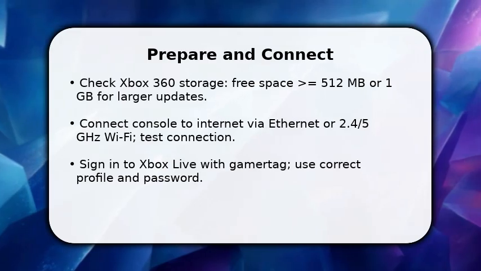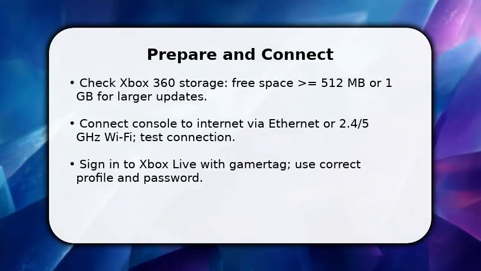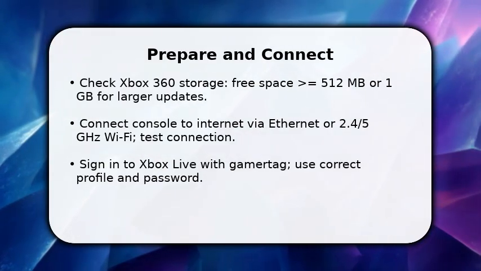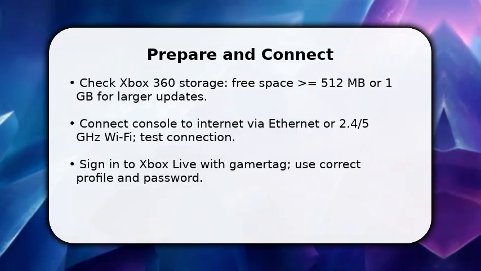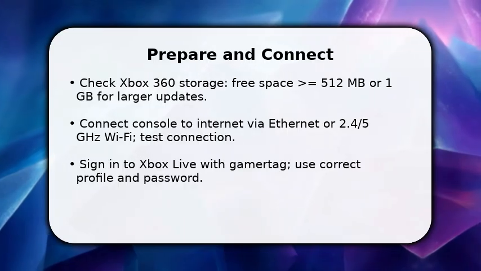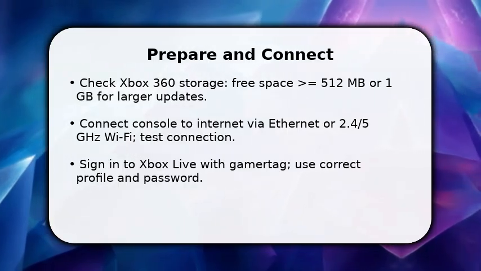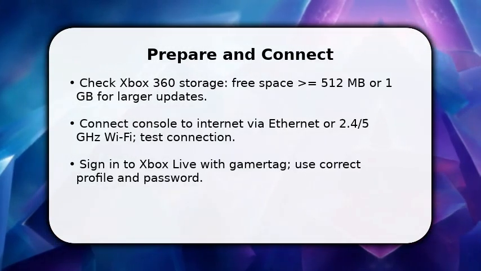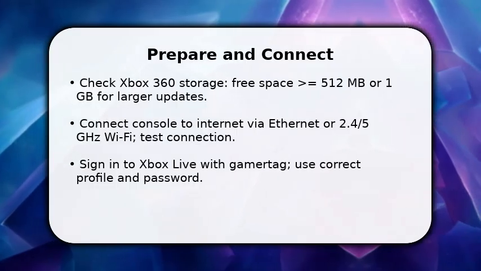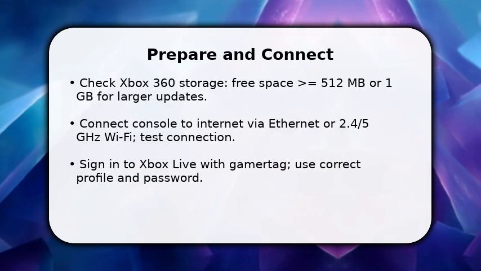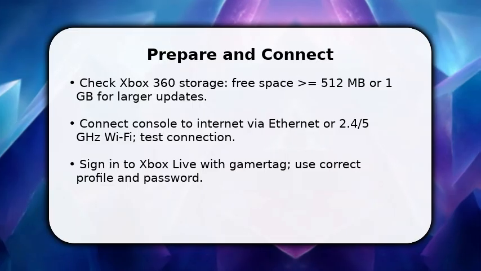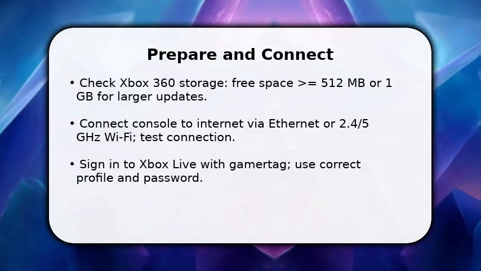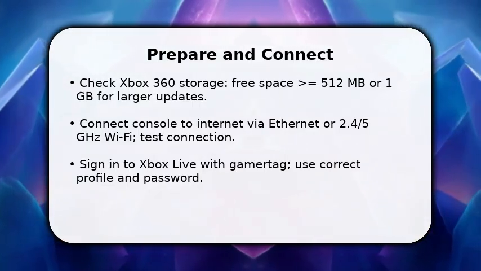You start by making sure the console can receive the update. Confirm you have at least 512 MB free, sign into your gamer tag, and connect to the network. Once done, run the test network connection in System Settings to confirm online access. If your network uses a captive portal or password, enter credentials now so the console can reach Xbox services. This avoids failed downloads and saves time when the update initiates.